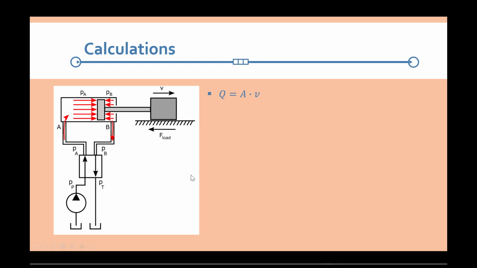Now, how are the calculations going to go? Like I said, we're given the velocity, and with the velocity we can calculate flow rate. We actually have two different flow rates, because the flow rate is equal to the area times the velocity, and we have two different areas: an area on the cap side and an area on the rod side. So the flow rate across the PA orifice in the DCV is equal to the area of the cap times the velocity of the load. And on the other side, the flow rate out of the cylinder and across the B to T port in the DCV is going to be equal to the rod area times the specified velocity.